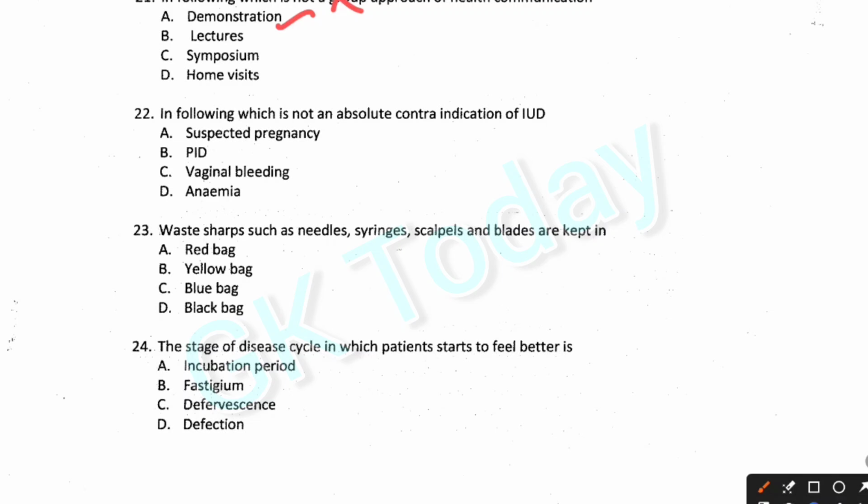Question number 22, in following, which is not an absolute contraindication of IUD?